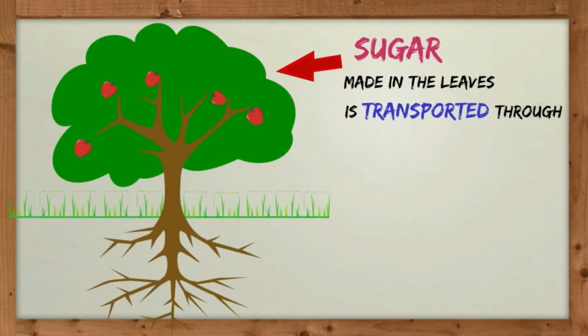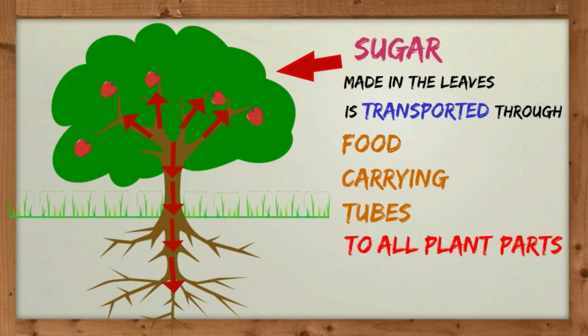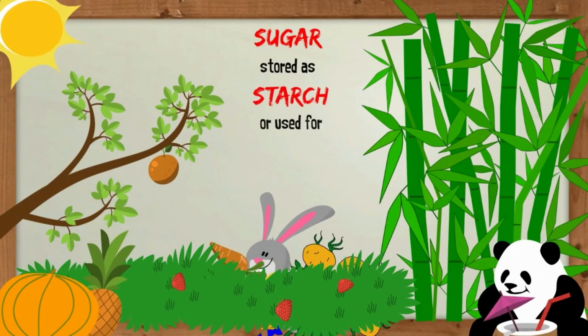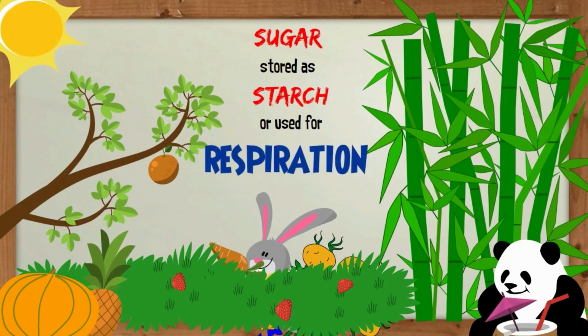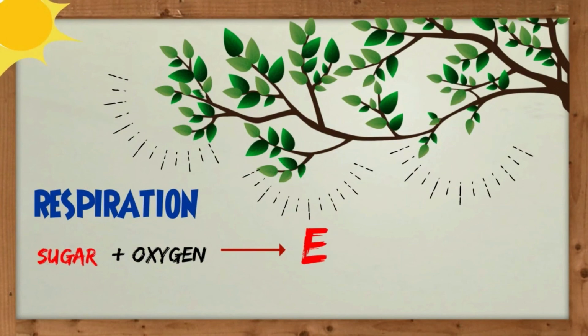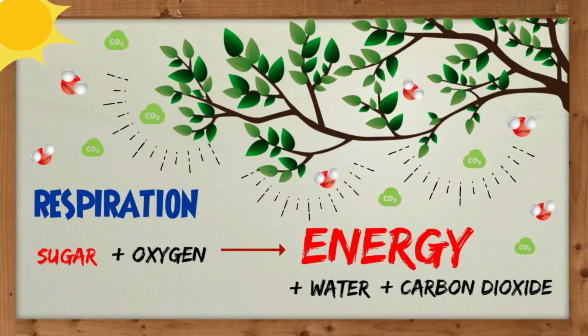Sugar is transported through the food-carrying tubes from the leaves to all plant parts. Some of the sugar is stored as starch or used for respiration. During respiration, sugar reacts with oxygen to produce energy for the plants, and the byproducts are carbon dioxide and water.